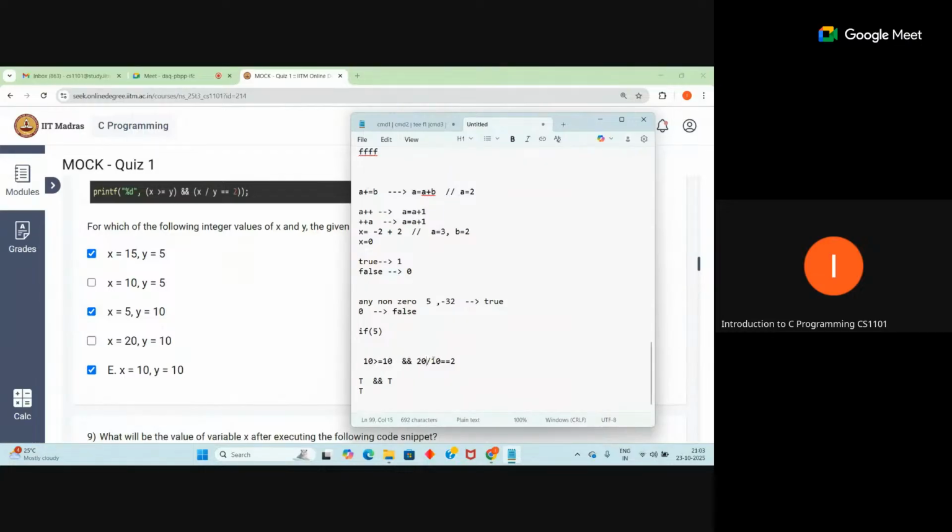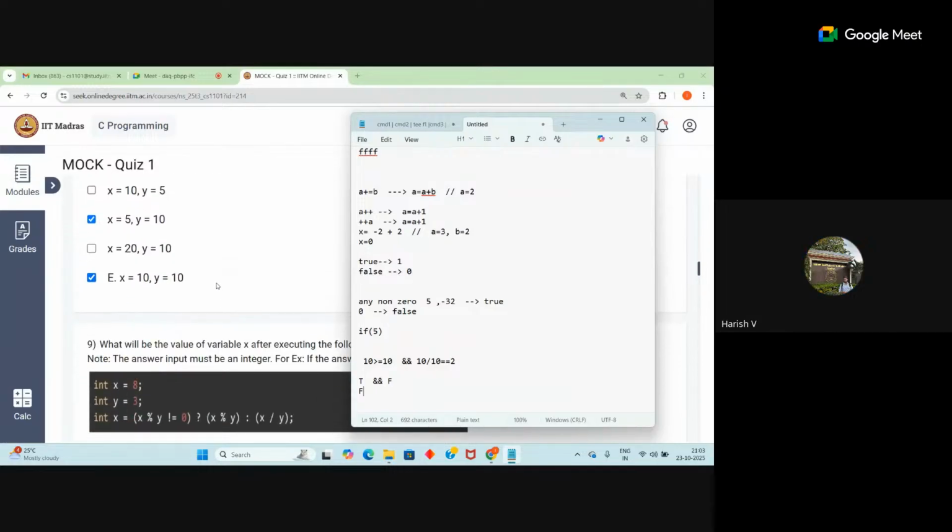10 by 10 is 1. 1 equal to 2 is false, so this second condition is false. So true and false is false, so you will get 0. So only for these 3 cases, only the first, third and fifth cases you will get 0, whereas for the second and fourth cases you will get 1.